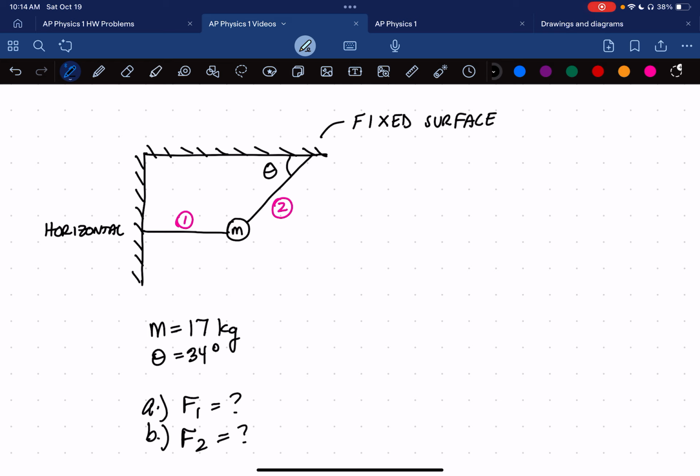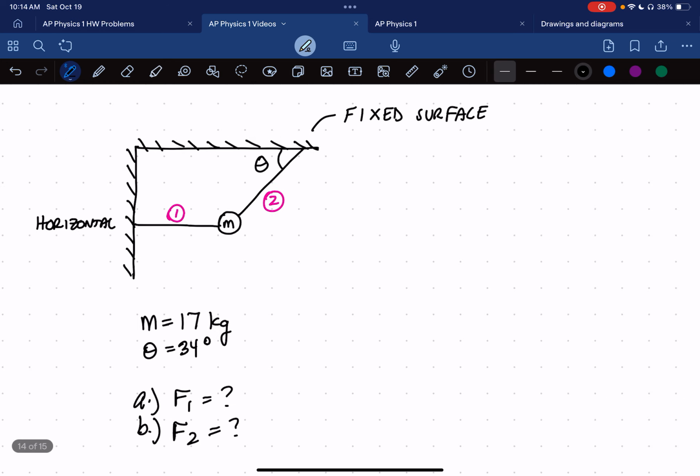So you can think of it as a tension force 1 and tension force 2. For today, we're going to call those just F1 and F2, just to make it simple. So the mass is suspended here, it's not moving. Rope 1 is horizontal, and rope 2 makes this angle with the surface up here, theta. The mass is 17 kilograms, and theta is 34 degrees. And quite simply, we just want to figure out how much tension force is in the first rope and also in the second rope.